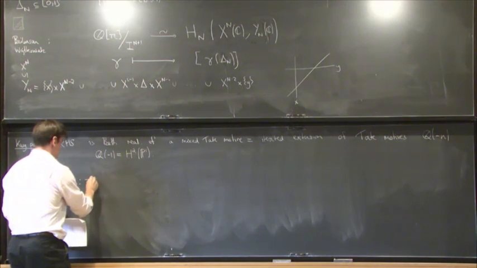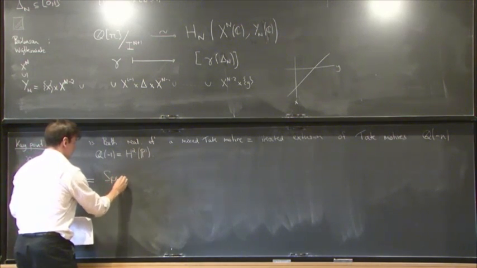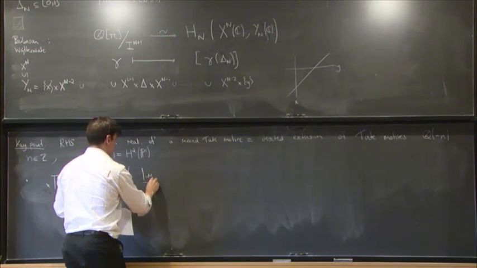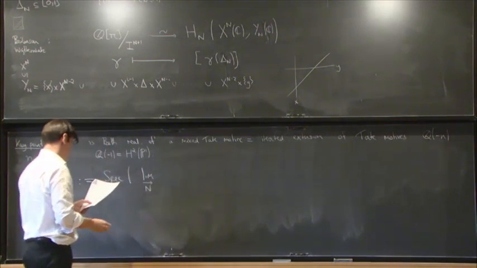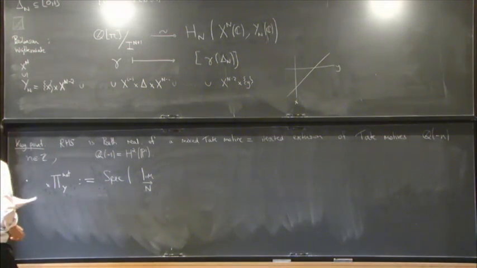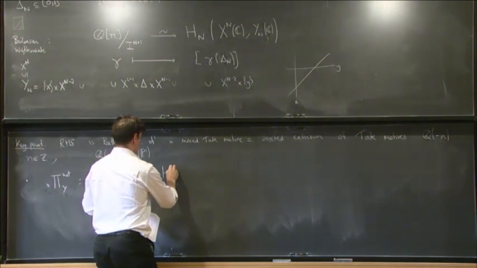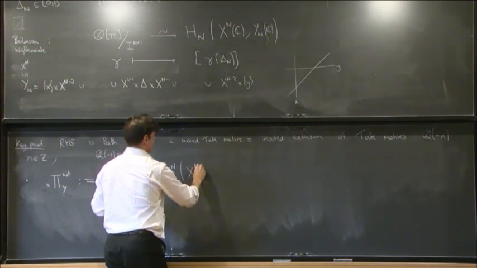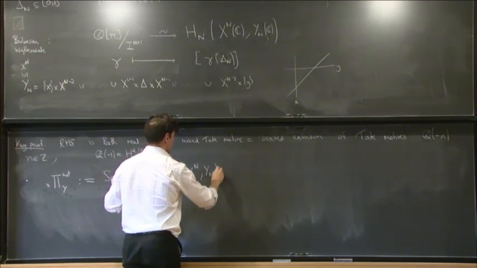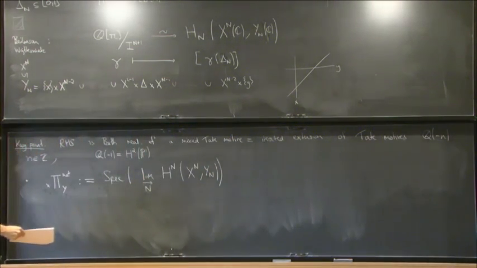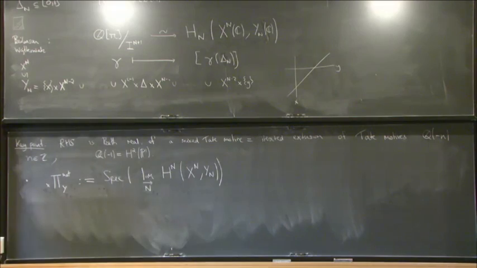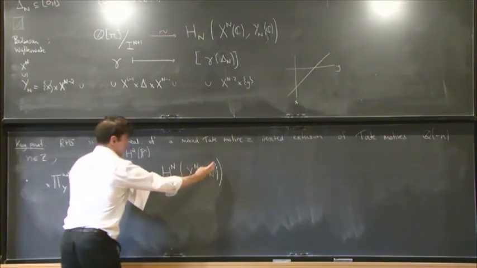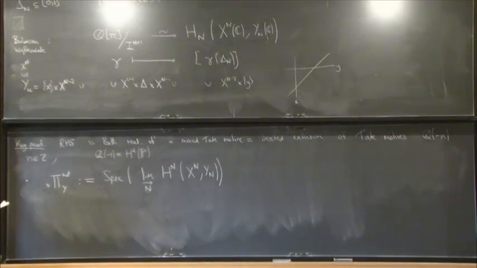is therefore defined to be the spec of the projective limit, sorry, the inductive limit of Hn of X to the n relative to Y_n. So this is an ind object in some suitable category of motives. If you don't like the spec, just write O of the affine ring is just this inductive limit.